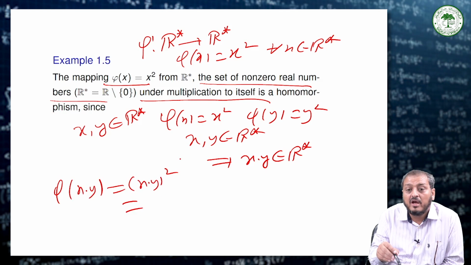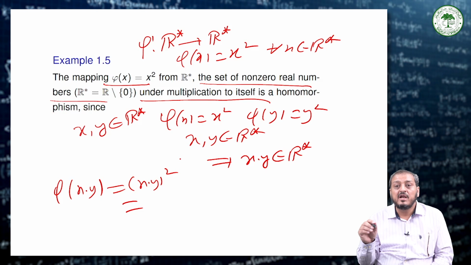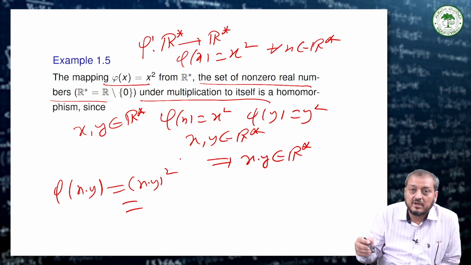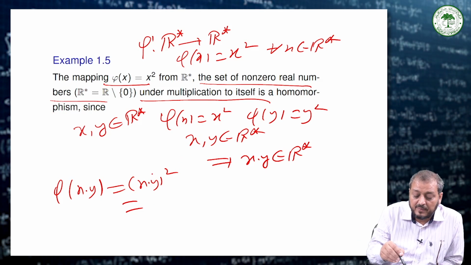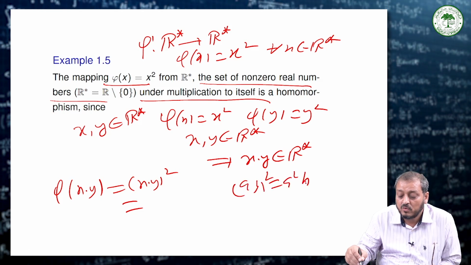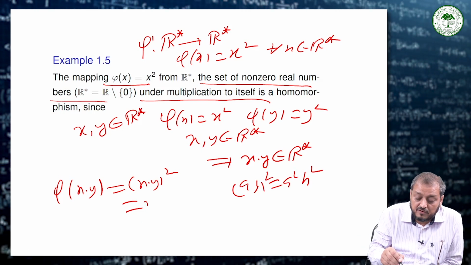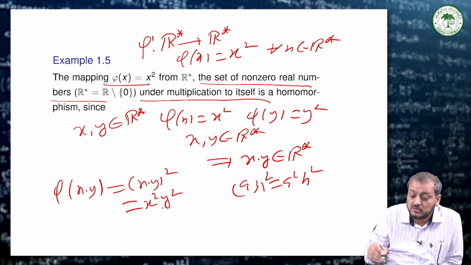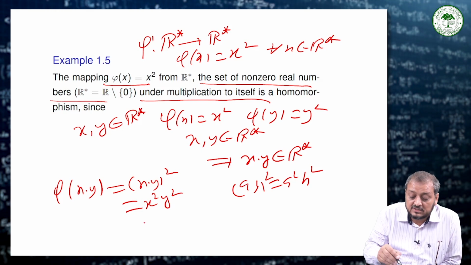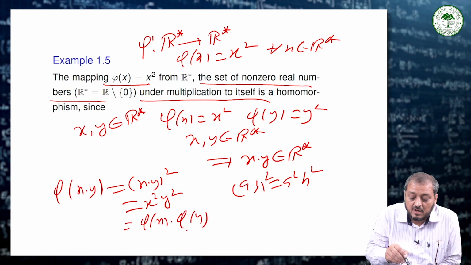And then you know that the set of non-zero real numbers under multiplication is an abelian group, and then by the abelian group property, (ab) whole square is the same as a square b square. This can be written in the form of a x square y square, and then x square is equal to phi of x, and this is phi of y.